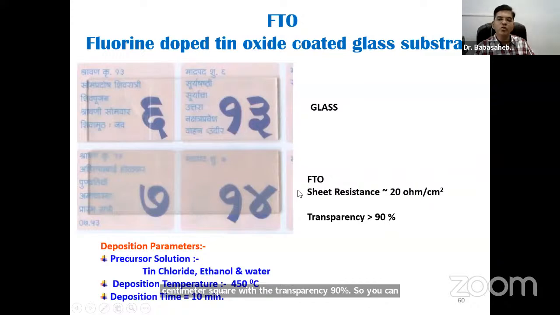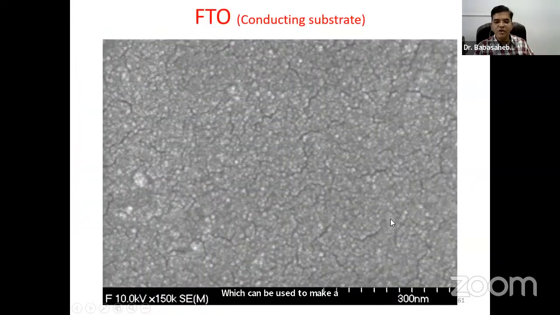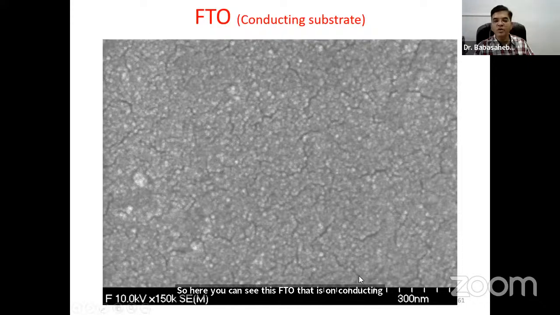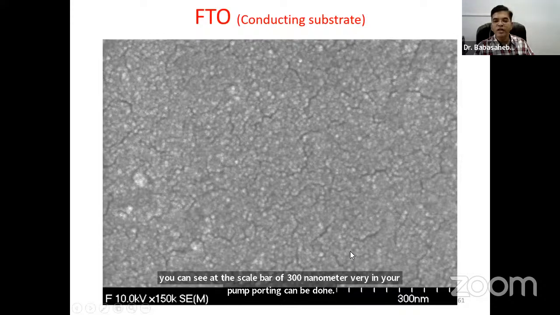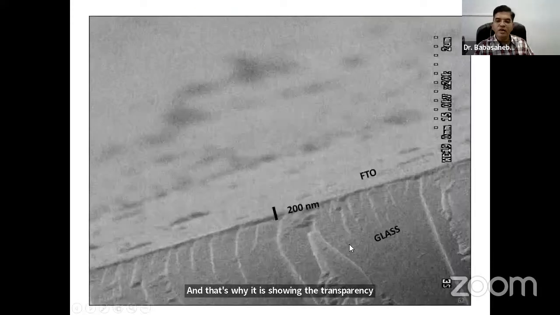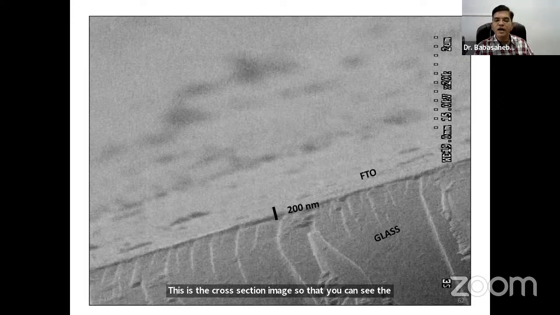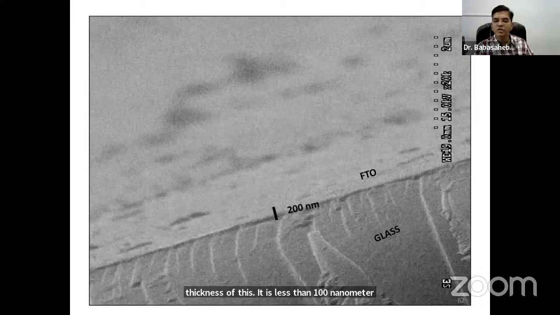So you can do FTO, you can do ITO by using this technique. Just to give an idea, I am elaborating that. This technique can be used to make FTO as well as different metal oxides. Here you can see this FTO on a conducting substrate, very uniformly coated on the glass. Here you can see at the scale bar of 300 nanometer, very uniform coating can be done, and that's why it is showing transparency of more than 90%. This is the cross section image, so you can see the thickness of this FTO is less than 100 nanometer. So it is possible to have FTO with very little thickness. That's why it is transparent.